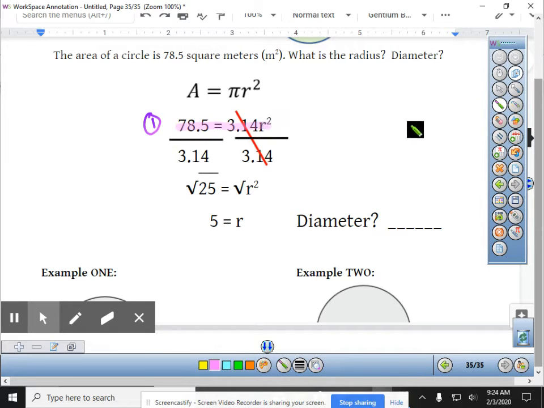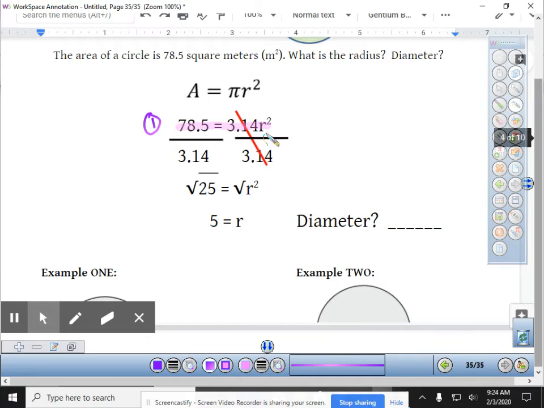Didn't change anything, did I? Just the numbers where they belong, right? Still put r squared. Then what did I do on step 2? You divided both sides by 3.14. What did I get? 25. So I was left with r squared equals 25.